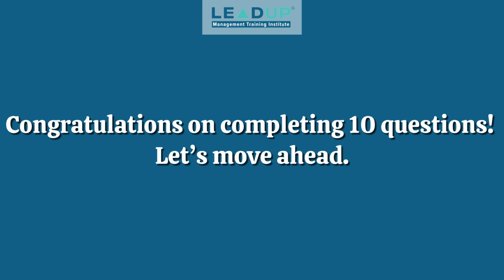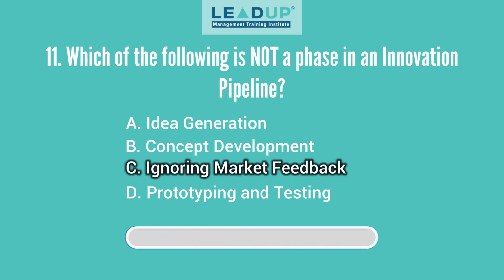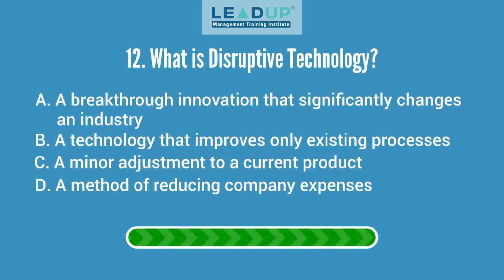Congratulations on completing 10 questions. Let's move ahead. Question 11. Which of the following is not a phase in an innovation pipeline? A. Idea generation. B. Concept development. C. Ignoring market feedback. And D. Prototyping and testing. Answer: ignoring market feedback.